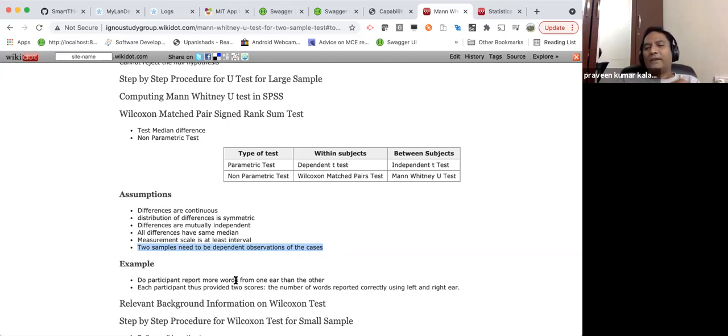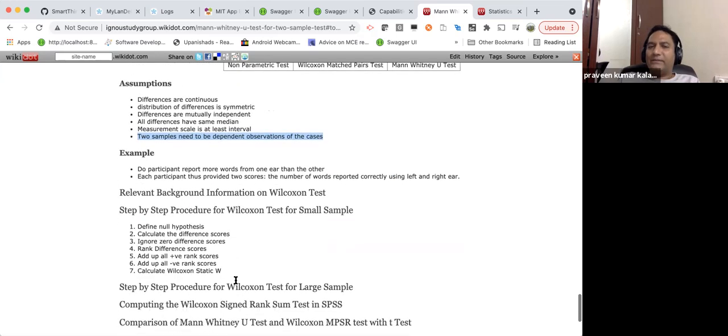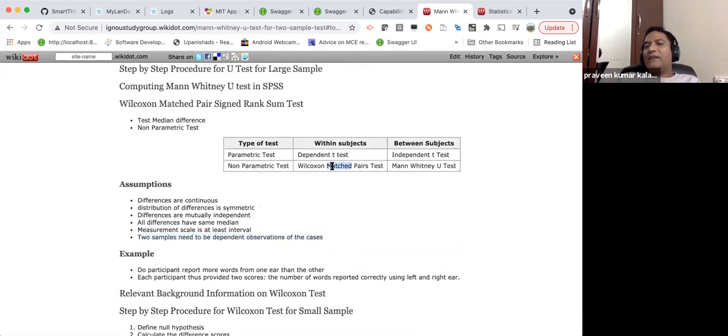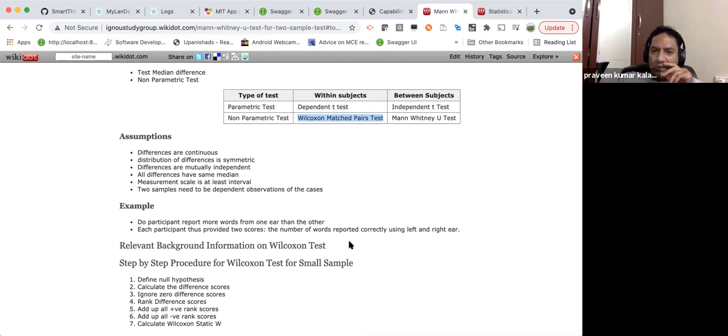Okay, so pretty straightforward assumptions. But what you need to understand is under what context this Wilcoxon matched pair test is used. Again you are comparing 2 groups, but it is not 2 different groups, rather the same group, one before test and one after test, to check the effectiveness of that particular drug. That is what is within subjects, and it is the Wilcoxon matched pair test that you end up doing if it is a non-parametric value that you are computing.